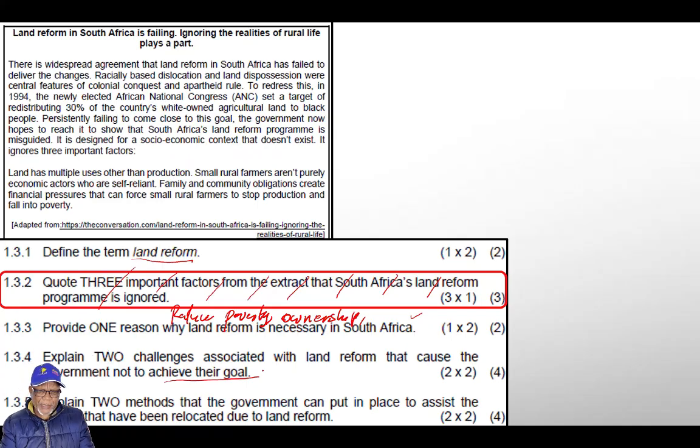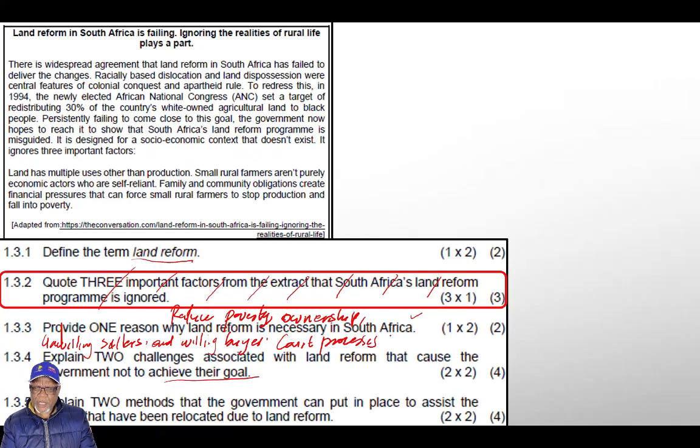Let me try to write them down. We said, number one, we have unwilling sellers. People don't want to sell the land. Unwilling sellers and willing buyers. By the way, who's buying the land? It is the government that is buying the land so that they can redistribute. So we have the government, which is a willing buyer, but we have unwilling sellers. That's number one.